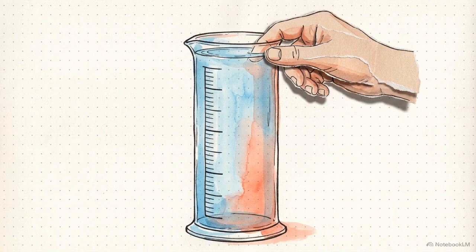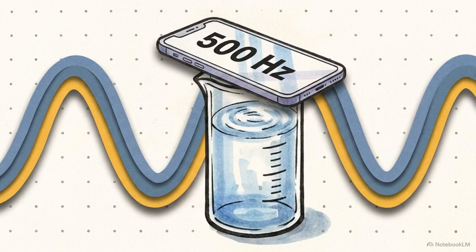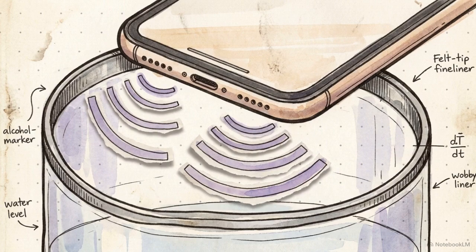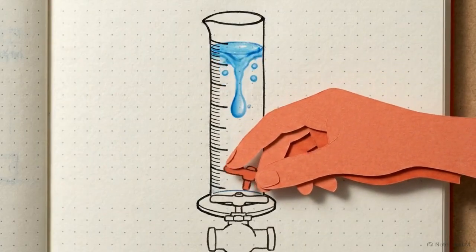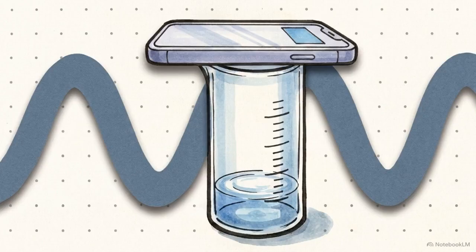We start by filling the cylinder to the brim with water. Then we place the smartphone right over the opening, playing a pure, constant 500 Hz tone. Right now, it's just a quiet, annoying hum. But as we open a valve at the bottom and let the water begin a slow, steady drain, the column of empty air under the phone starts to grow.